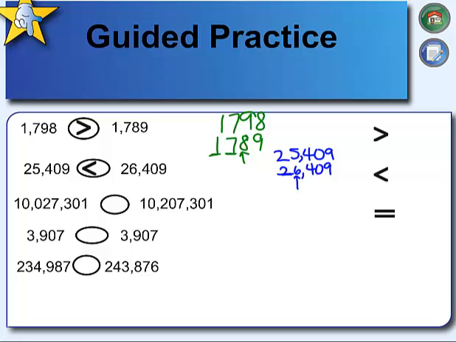Okay, in the next example, I see that we have 10,000 to 10,207,301 is the larger number, so that's the correct symbol, the less than symbol. The fourth example, these are exactly the same, so we say they are equal. And in the last example, in the 10,000s place, I have a 3 and a 4, so I see that a 3 is smaller than a 4, so I'm going to put the less than symbol in.